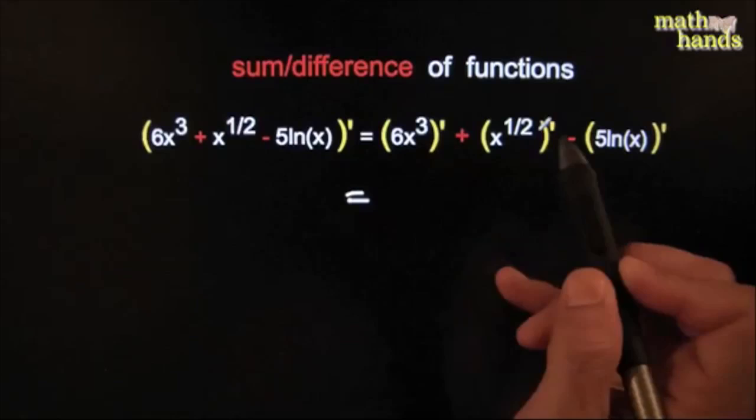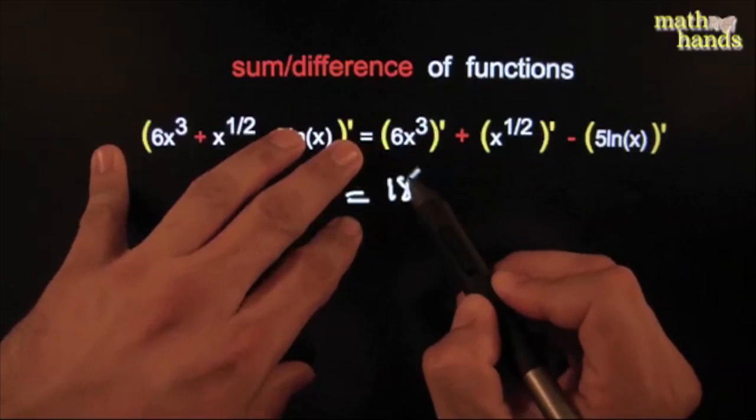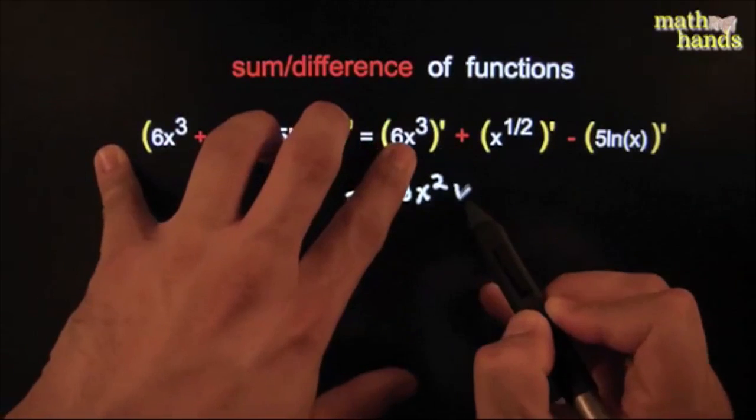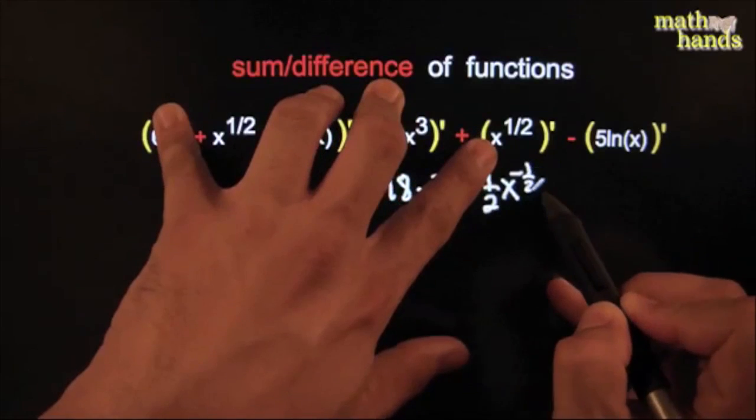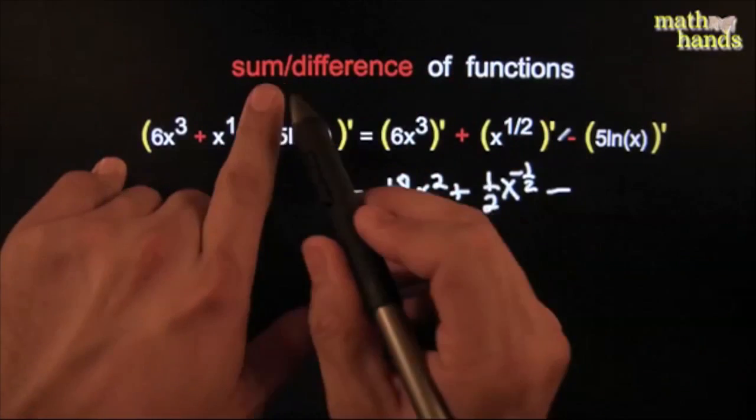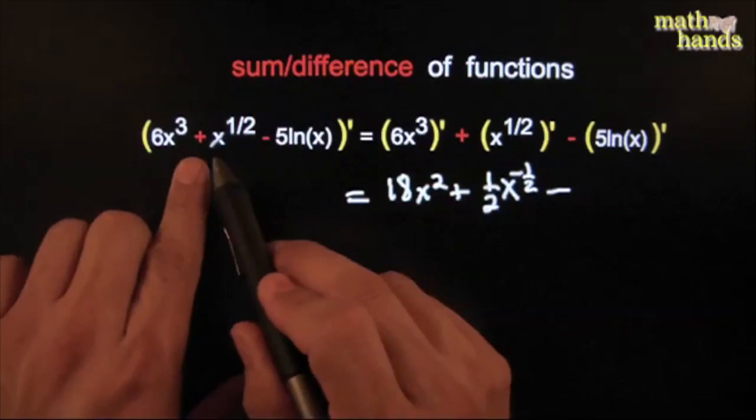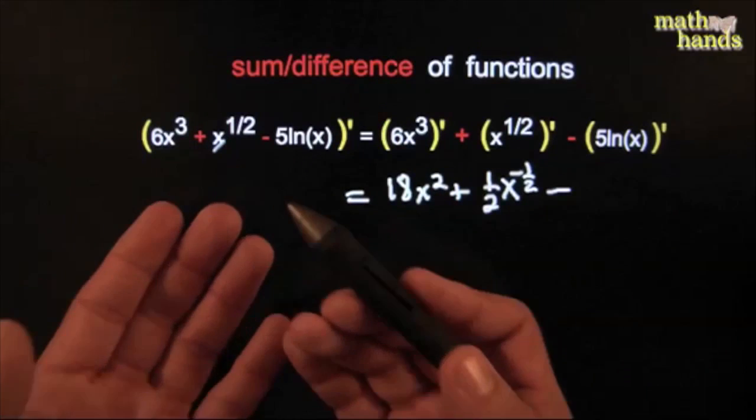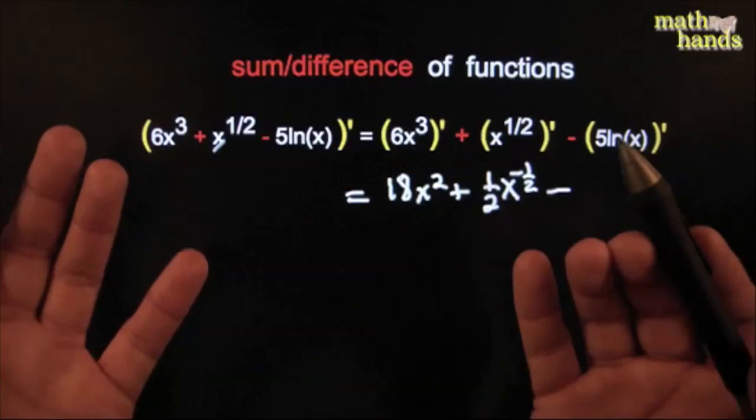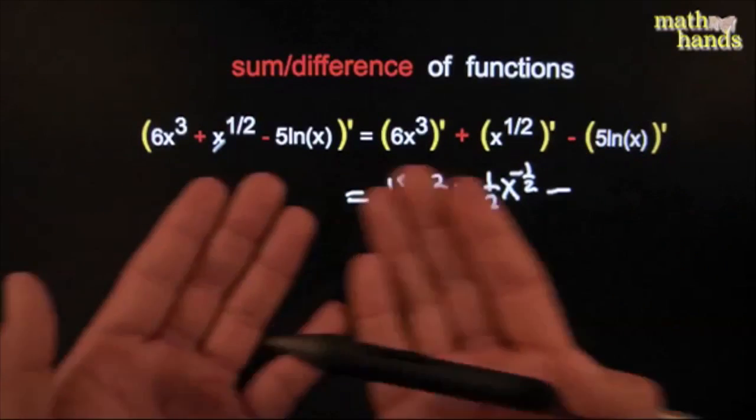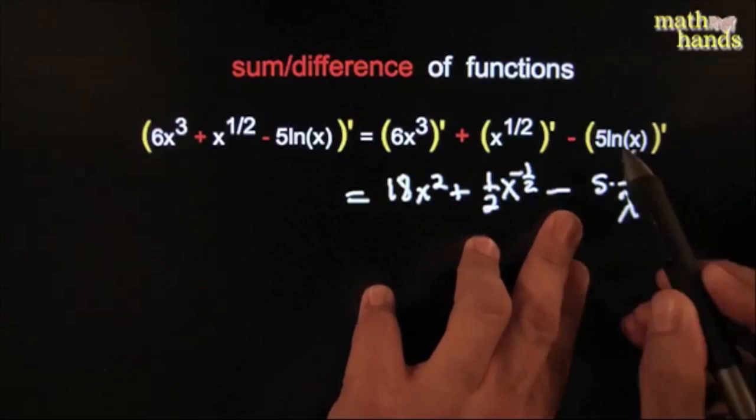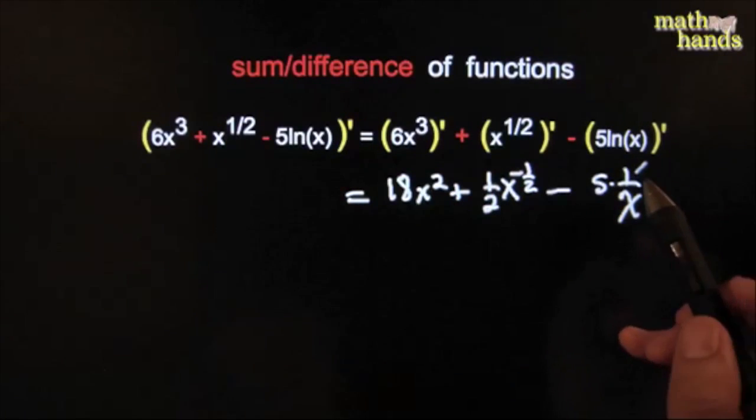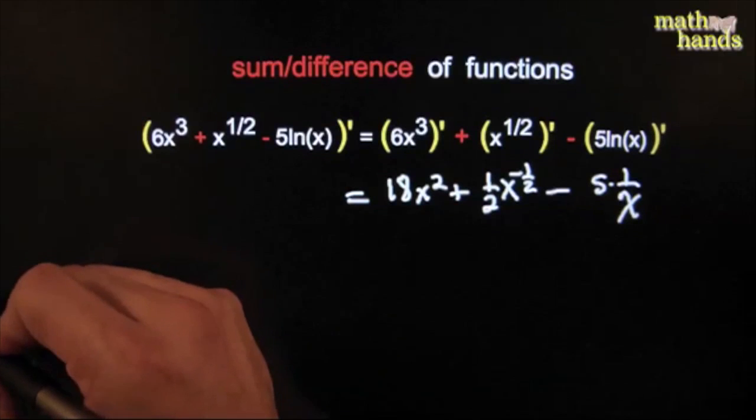How about this one? It's not that different. All these are power rules. 3 times 6 is 18x, and you subtract 1 from the square. It would be a half x. We've done this one before. Negative 1/2 minus. The only difference is that it's the difference, and it shouldn't matter. The principle is still the same. Sum or difference wouldn't make a difference. You just do each piece separately. That was a little pun. 5 times 1 over x. Then you're done. See how easy that is?